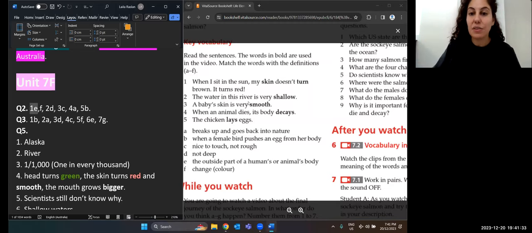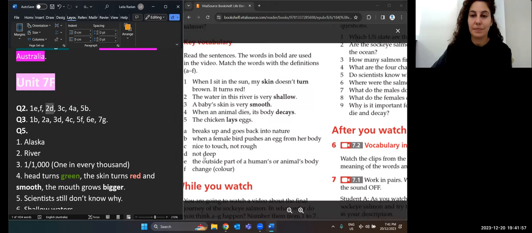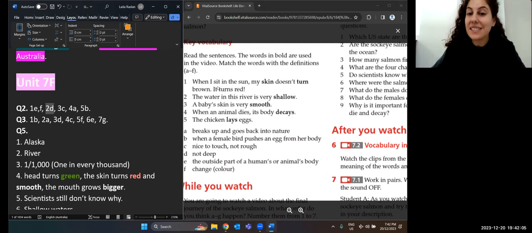The water in this river is very shallow. What does shallow mean? It's the opposite of deep. Deep is like it goes down so long, deep. But shallow is not deep. It's not very deep. So from the ground to the top of the water, it's a small distance, not deep. So this is an adjective, shallow.